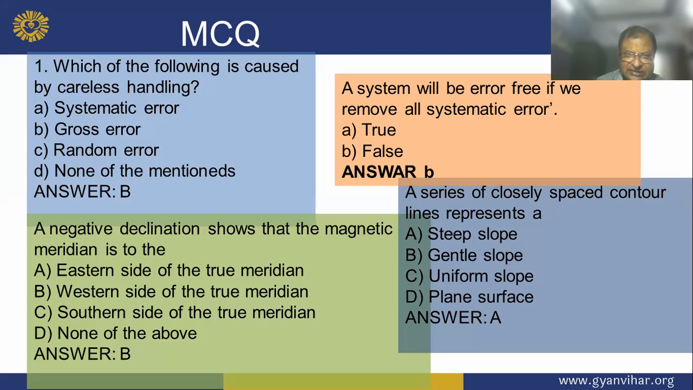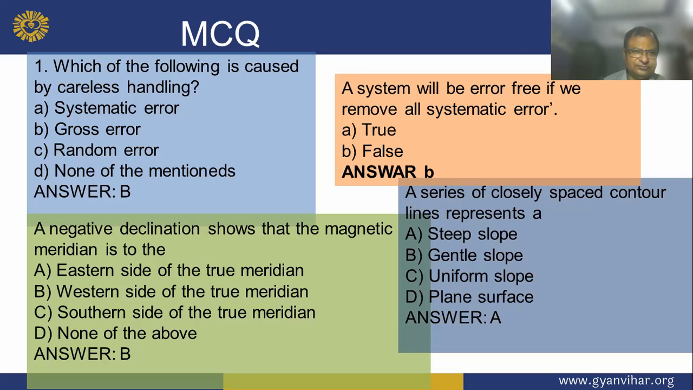The correct answer is B. It is the gross error. Next question: a system will be error free if we remove the systematic error. My dear boy, is it true or false? It is false, answer B. Next, closely spaced contour lines represent what? The correct answer is A, steep slope.